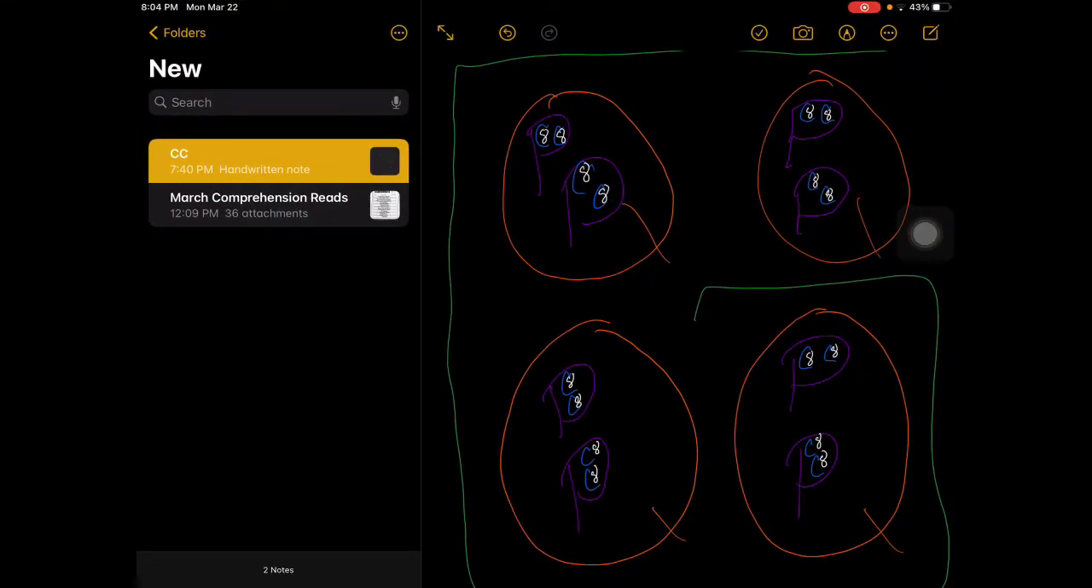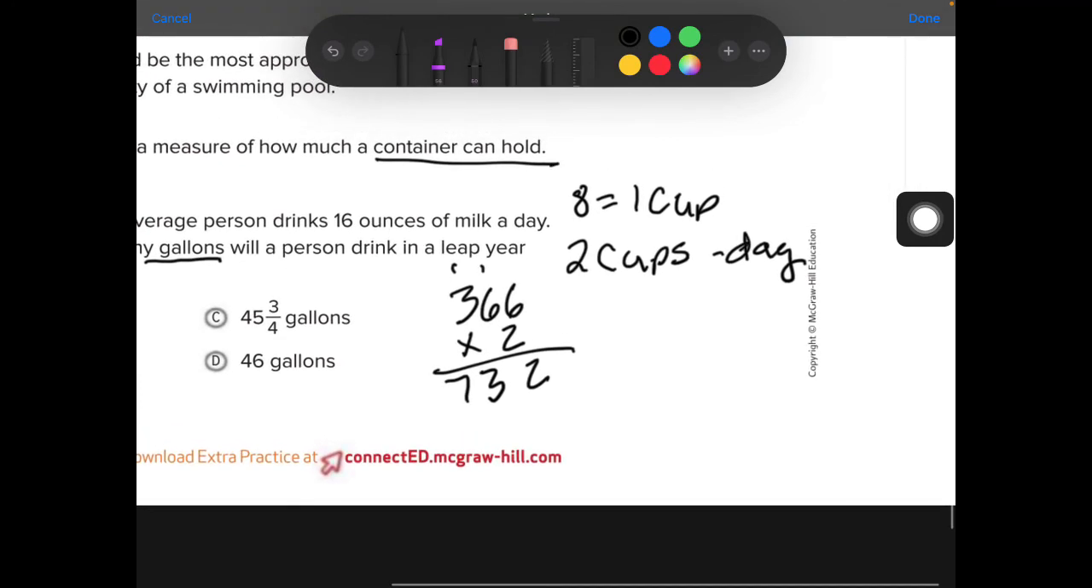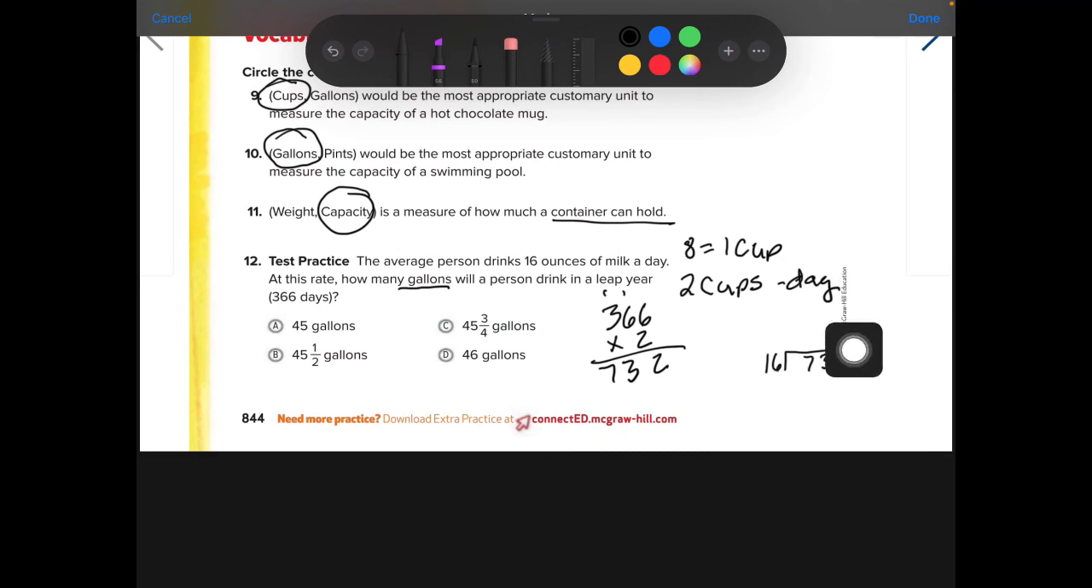Now, let's look at our gallon poster. How many cups are in a gallon? We have 2, 4, 6, 8, 10, 12, 14, 16. Okay, so then we have this many cups in a year. So we're going to take 16, we'll go into 732. Now I want you to notice, if you're not comfortable doing this division, this is a multiple choice answer. So you could just take 16 times 46 or 16 times 45 and see which one is closer. It's called a guess and check.